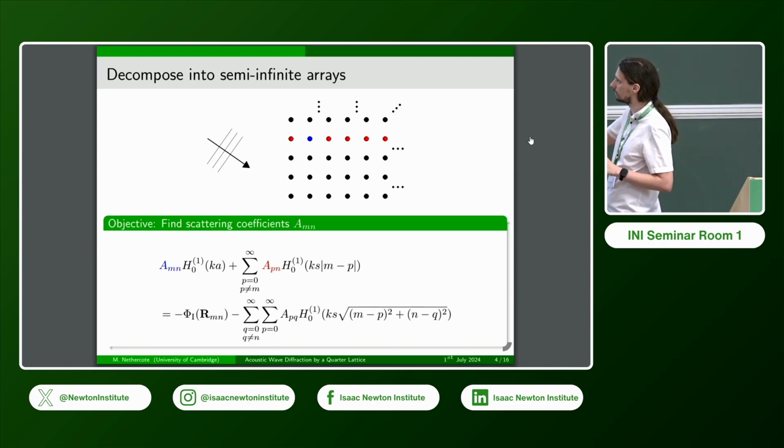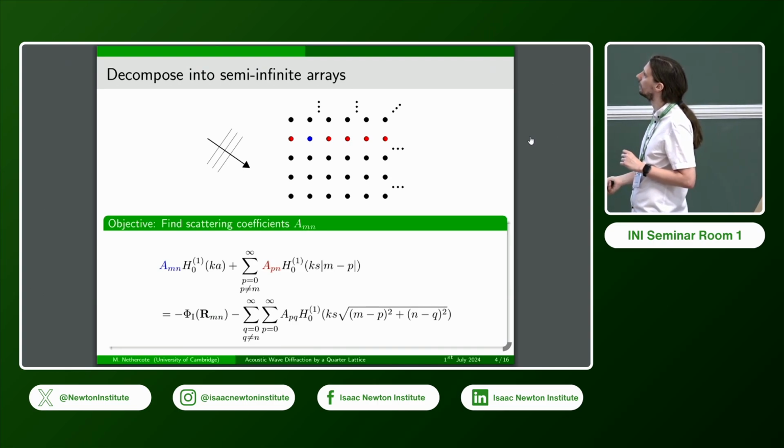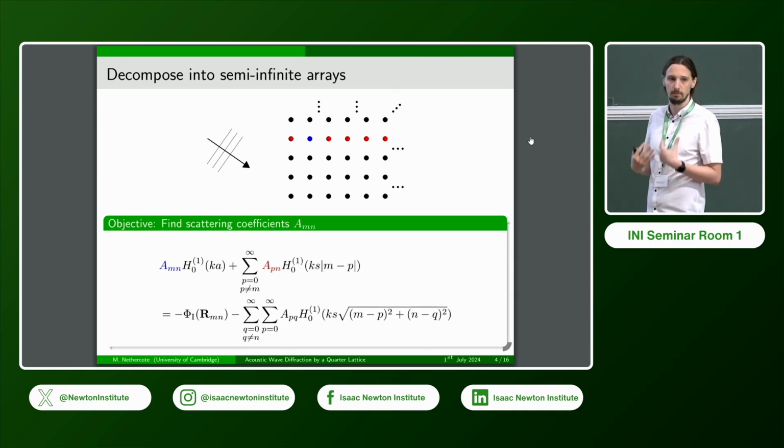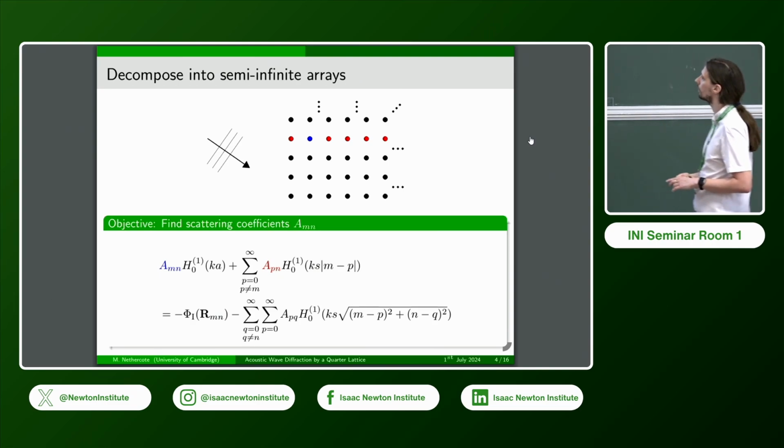So here, interaction between all the scatterers on the nth row in this case. Here we've got forcing due to the incident wave, and here we've got forcing due to any incoming waves that are scattered from all of the other rows.